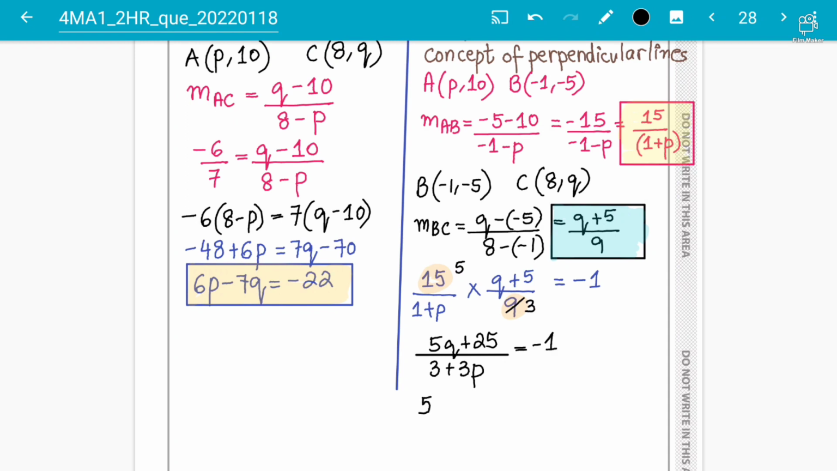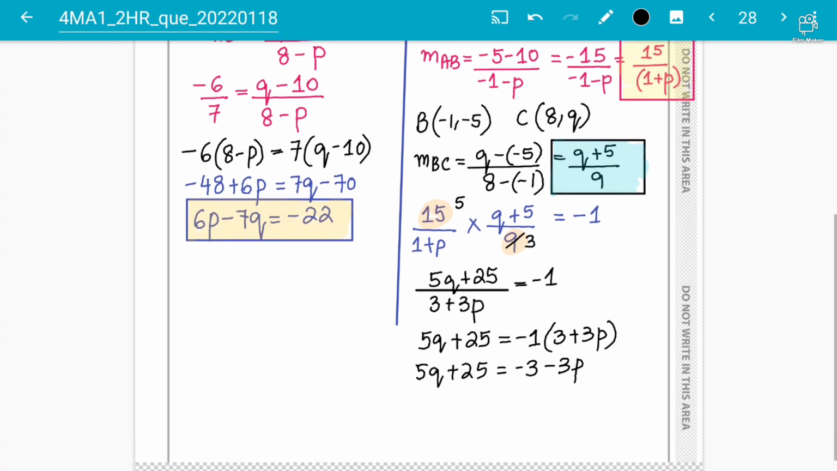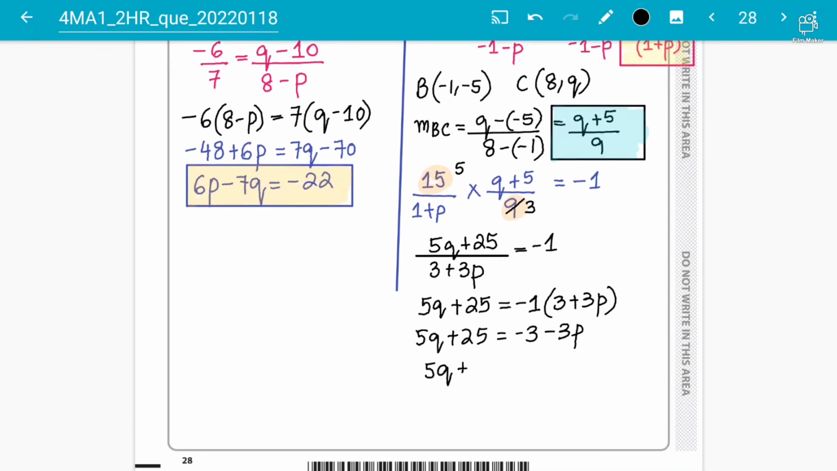Let's simplify this and get the equation complete. 5q plus 25 is equal to -1 into (3 plus 3p). So here we go: 5q plus 25 minus 3 minus 3p, and just simplify further. So 5q plus 3p is equal to -3 and minus 25, so it will be -28.